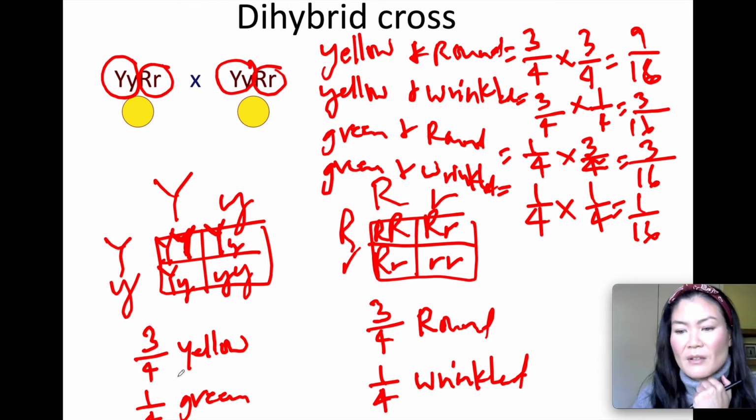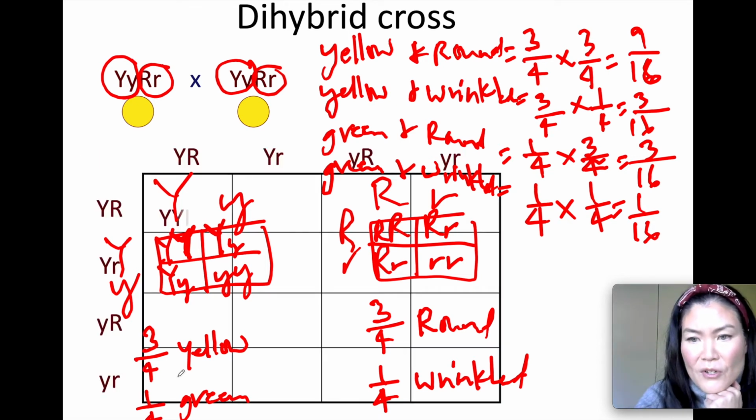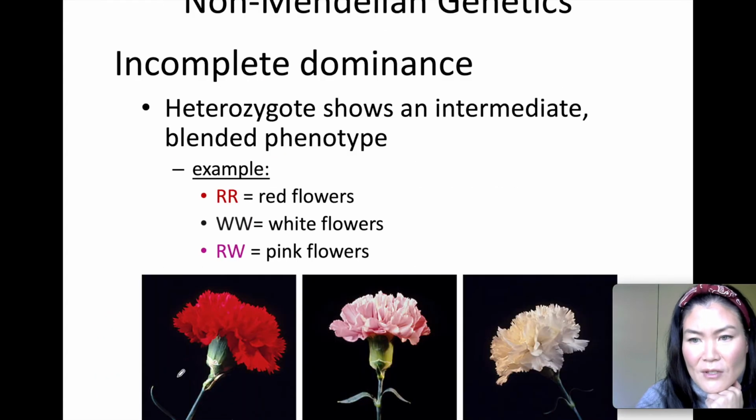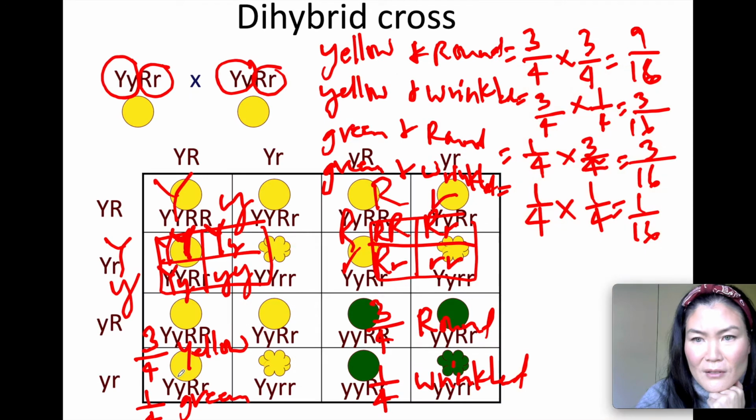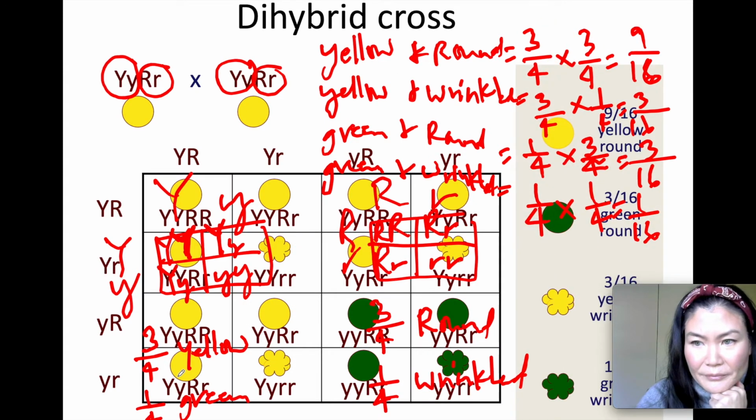Okay? So if I just move forward, you guys will see I'm going to get the same answers. 9/16, yellow round. 3/16, green round. 3/16, yellow wrinkled. 1 out of 16, green wrinkled. Okay?